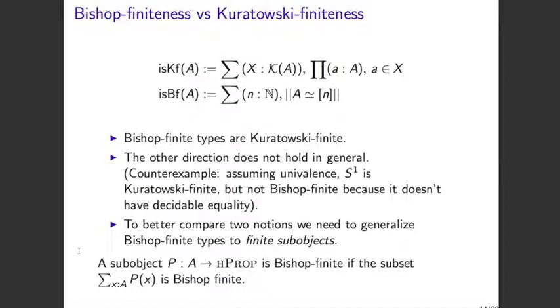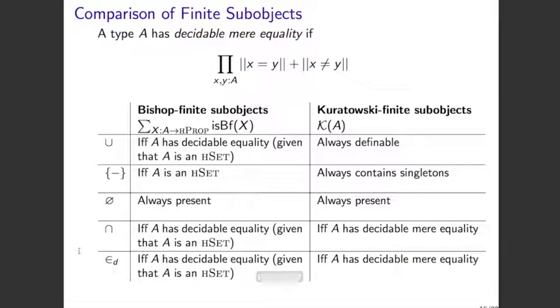To better compare those two notions, we need to generalize this from finite types to finite subobjects. We already know what Kuratowski finite subobjects are. They are sets from the type K of A. We say that a subobject P is Bishop finite if the corresponding subset is Bishop finite as a type. We can summarize the comparison in the following table. In this table, we use the notion of decidable merely equality. This notion is similar to decidable equality, where we use the truncated identity type instead of the usual identity type.